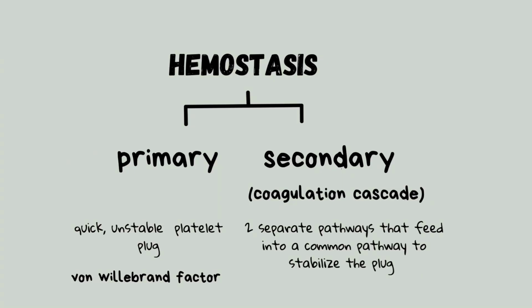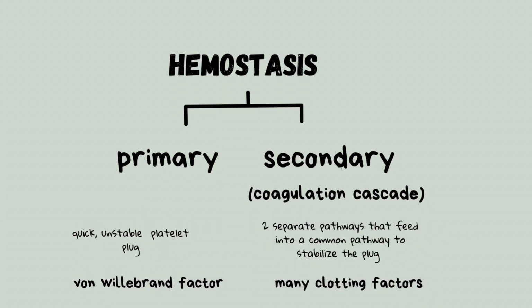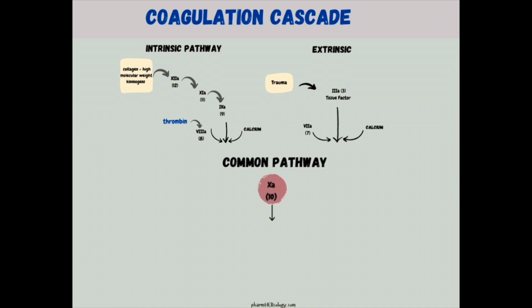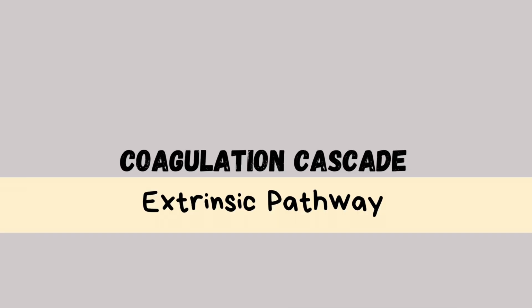Secondary hemostasis, also known as the coagulation cascade, is more complex. It involves two separate pathways that feed into a common pathway and also involves many more clotting factors. This secondary stage of hemostasis will stabilize the loose platelet plug formed in primary hemostasis. This is a preview of the three pathways of secondary hemostasis. We will look at each pathway individually, starting with the extrinsic pathway.